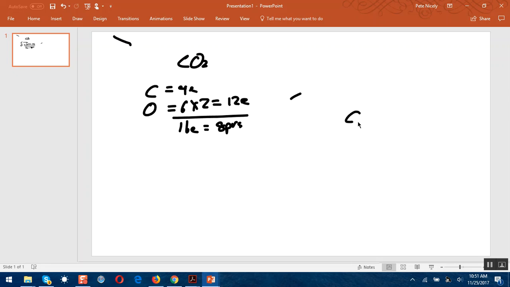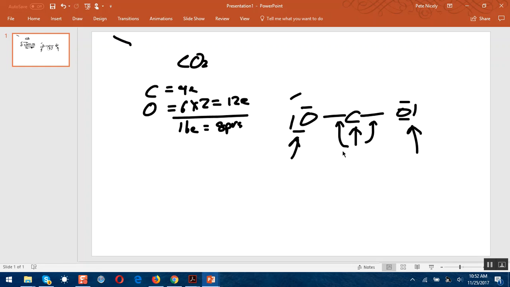We put the carbon in the middle, surrounded with the oxygens. We put the bonding pairs, 1, 2, then 3, 4, 5, 6, 7, 8. Now, unfortunately, we can't stop here, because even though the oxygens have their octet satisfied, each oxygen having 8 electrons, the carbon does not. The carbon has only 4 electrons. So we need the carbon to end up with 8 electrons on its outer shell.